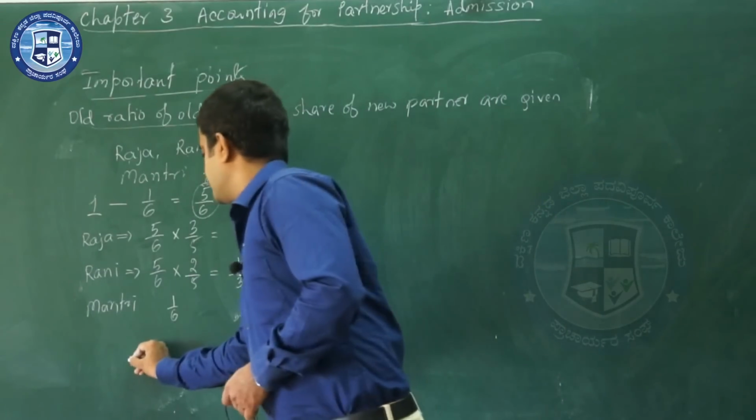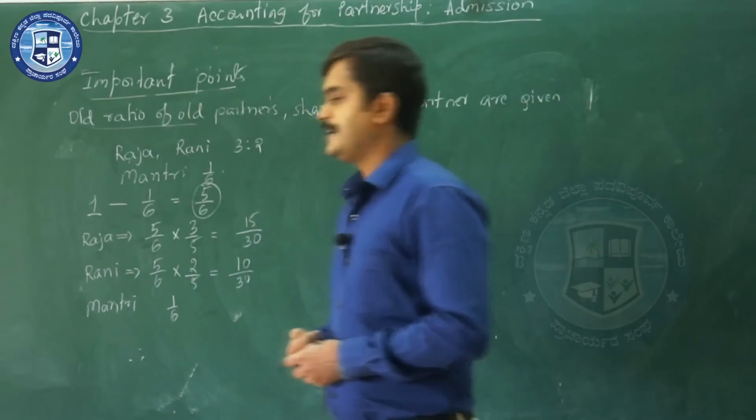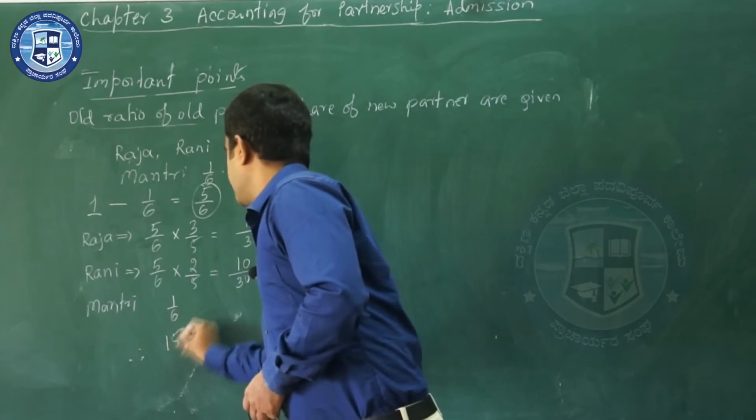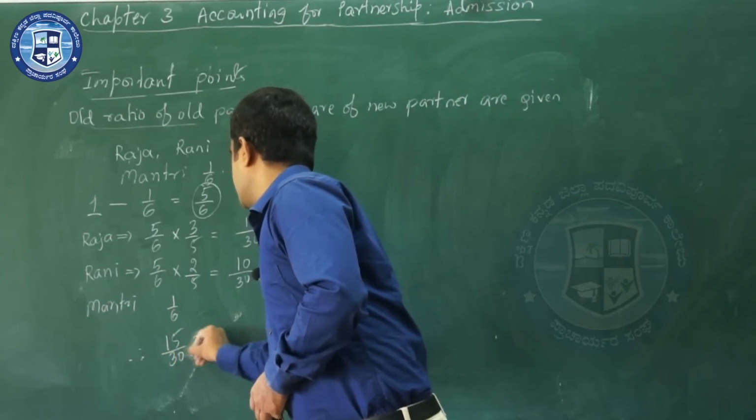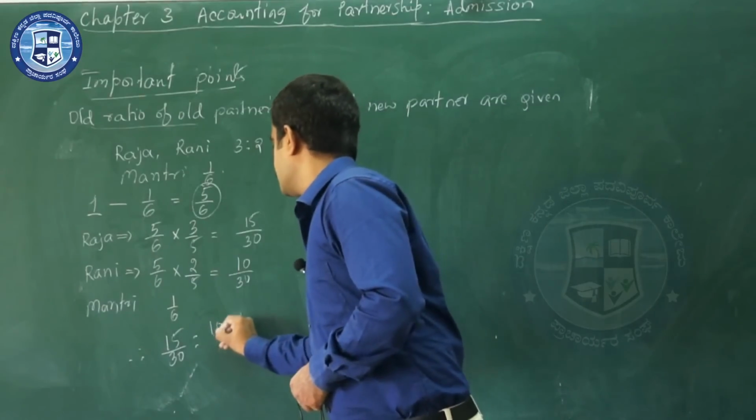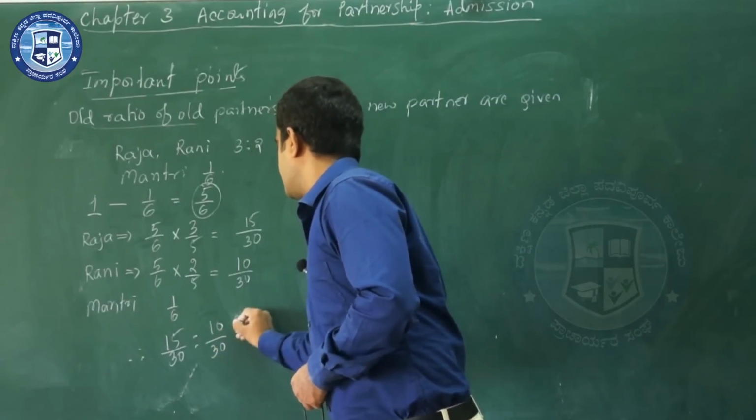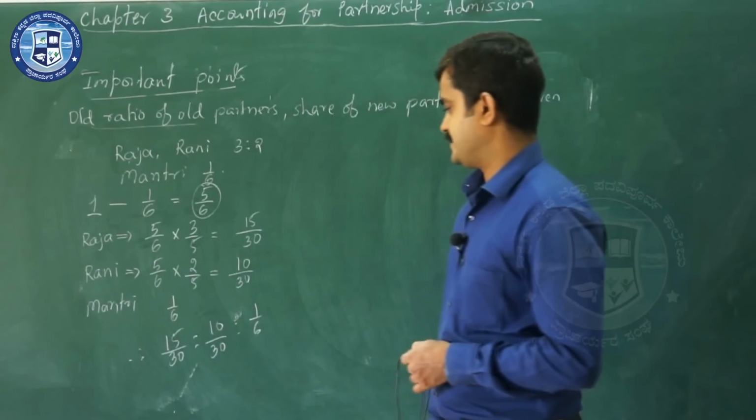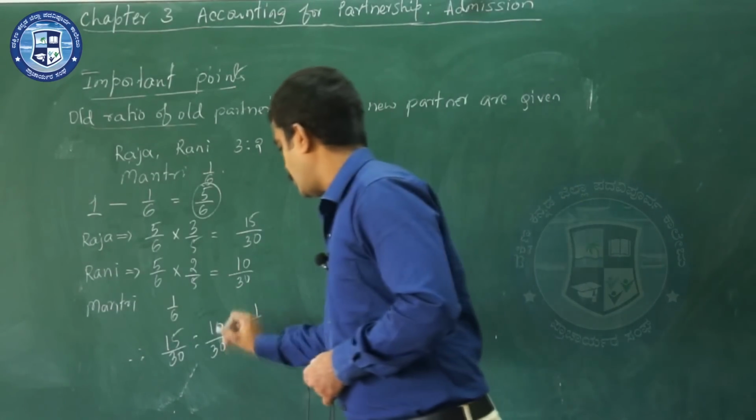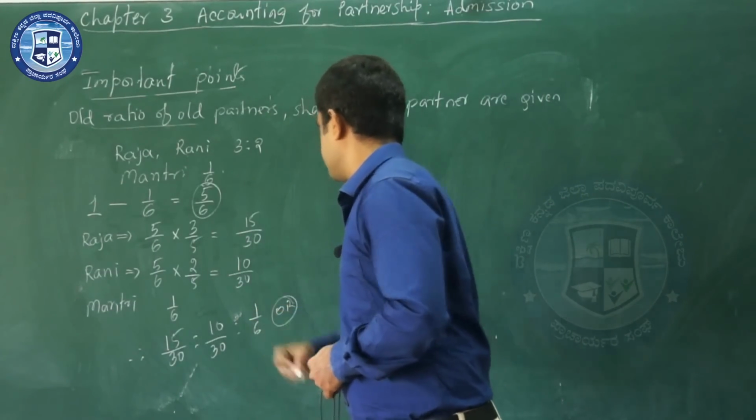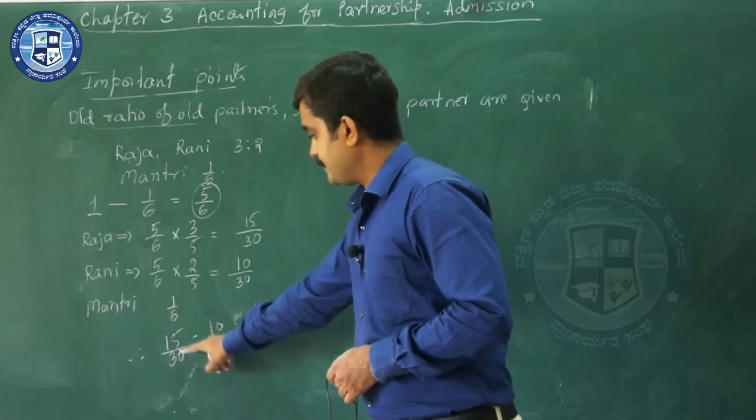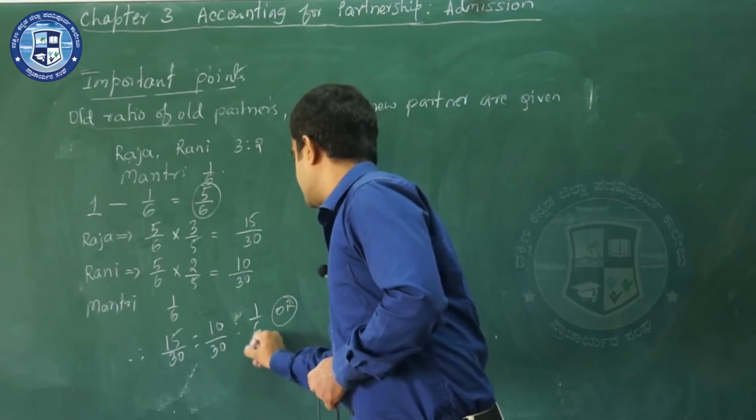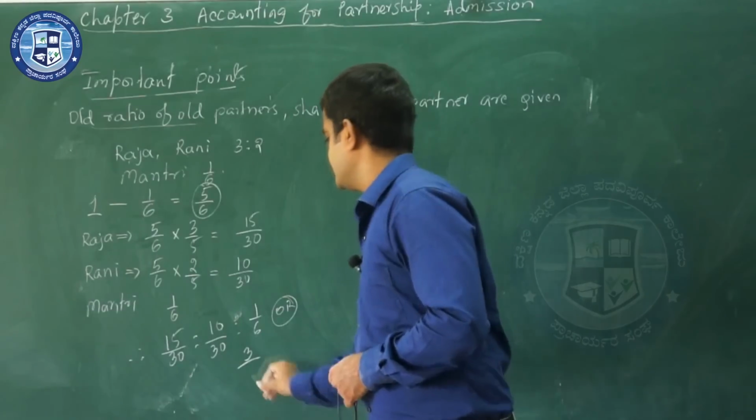Now, we can write the new profit sharing ratio as 15/30, 10/30, 1/6. Or divide 15/30 by 5. That is 5 3s are 15.